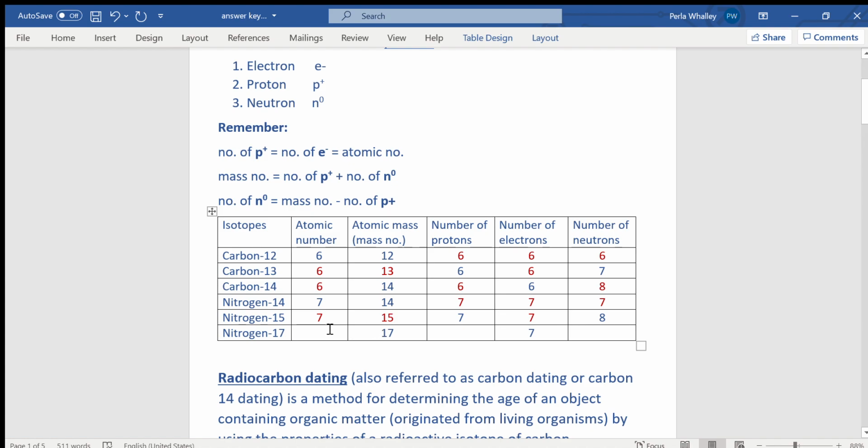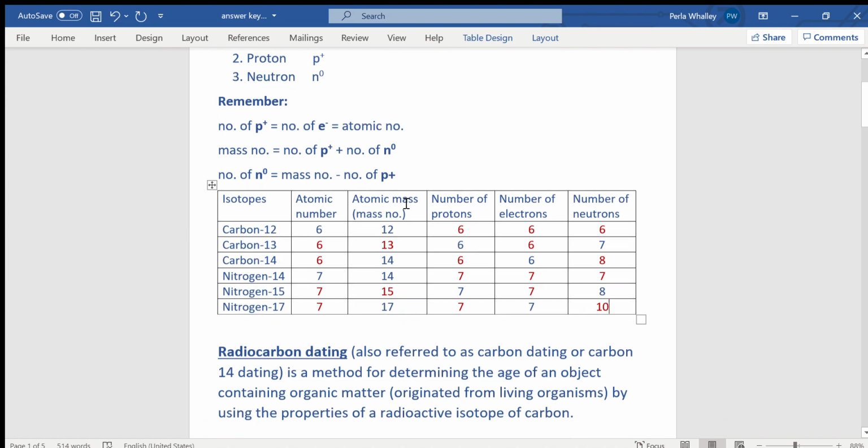And then nitrogen-17, the number of electrons is 7, that is given. So the number of protons will also be 7, and the atomic number is also 7. Now, the number of neutrons would be equal to the mass number minus the number of protons. So that is 17 minus 7. That would be equal to 10. So that's it. It's easy to identify using these formulas to remember.